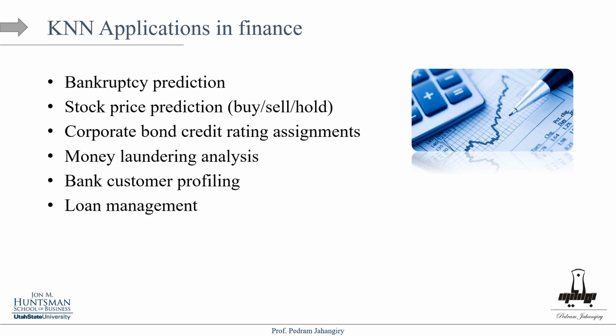Another example, you can think of loan management. If you're a lender and you want to decide whether to lend to someone or not. Again, in all these examples, the feature size is small and manageable. That's why we can think of KNN as a classifier.